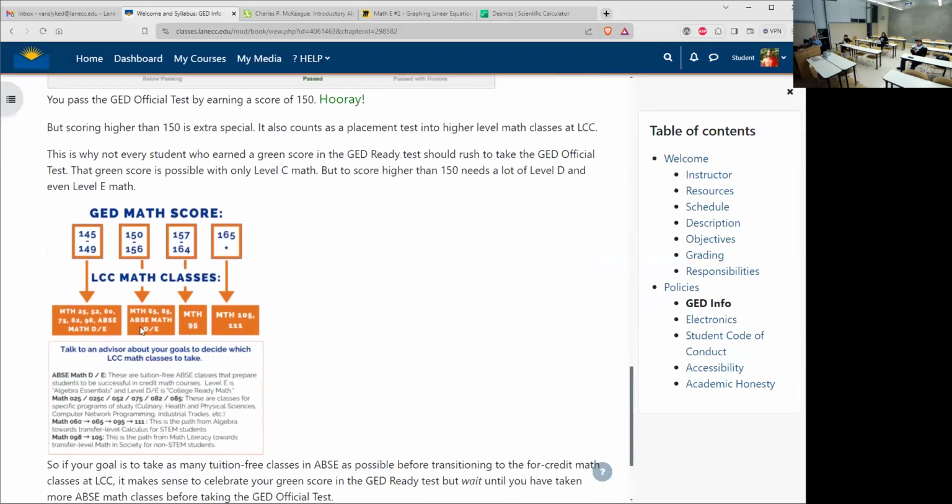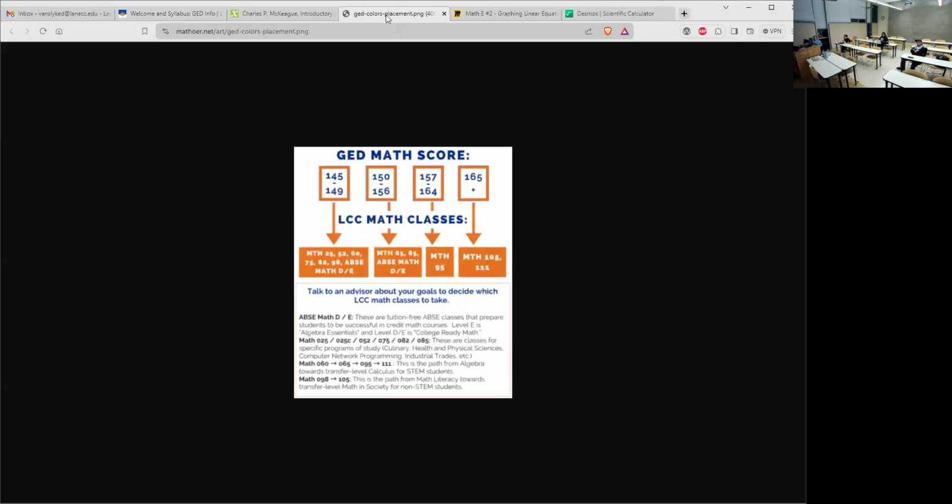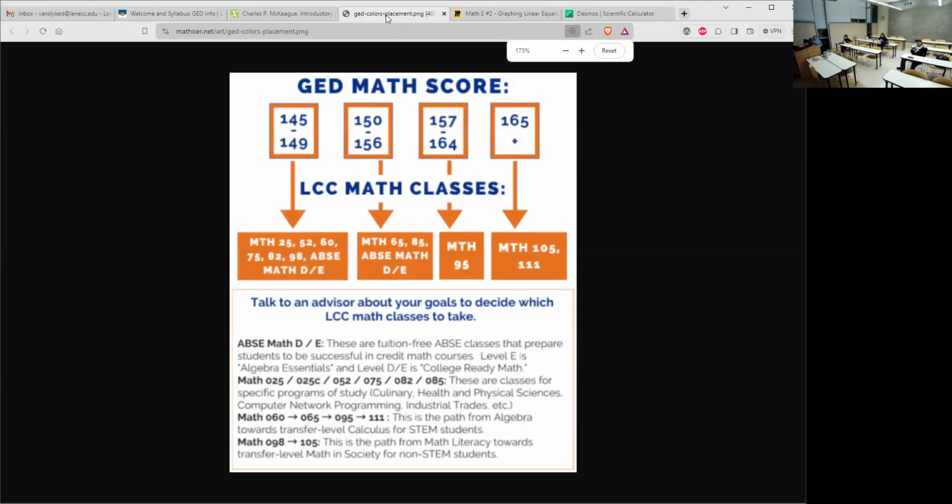But what a lot of people care about is this picture, where you can see which GED scores at the top qualify you for which credit math classes. So if you want to save money and skip math 65 and skip math 95 and go right into 111 or 105, then you need a GED score of 165. So if you're doing a practice test and getting 150, that's enough to get your GED.